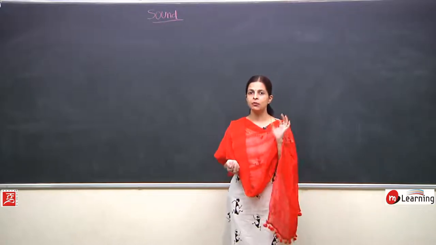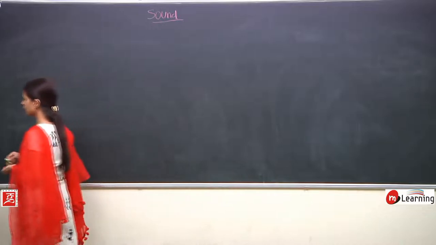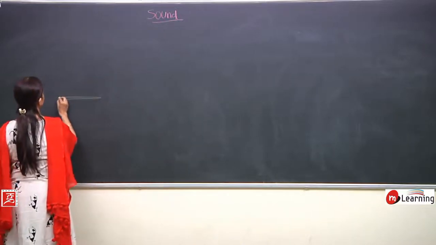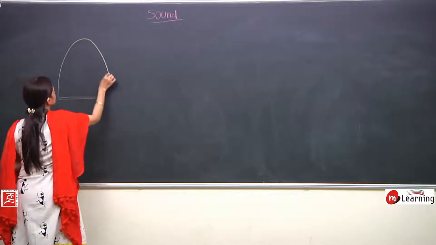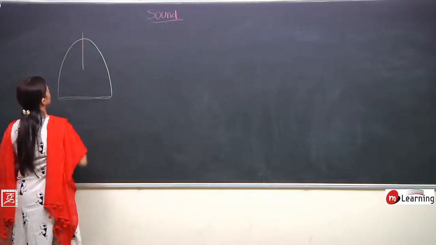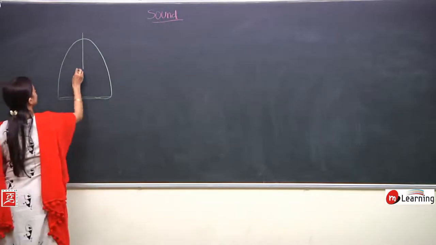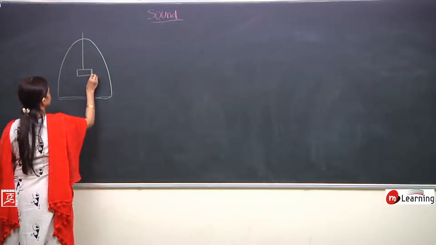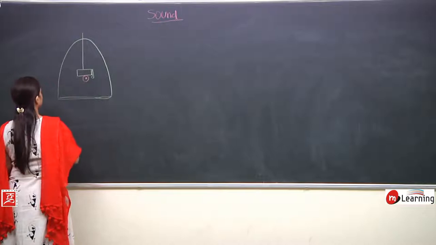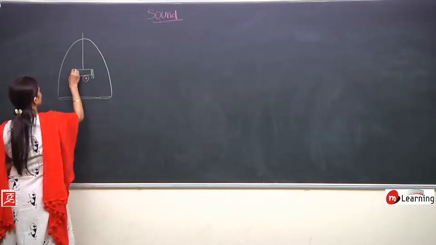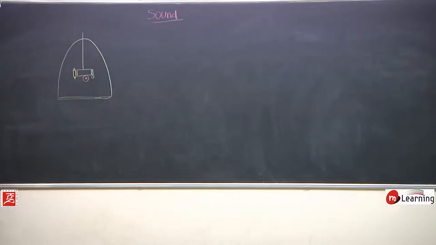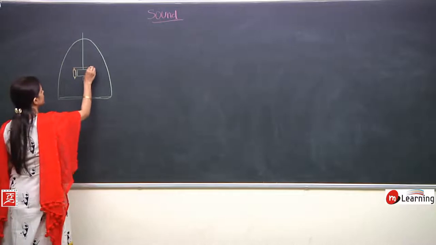For this experiment, what has to be done, children? What has to be taken? I'll draw this side. A bell jar has to be taken. Now this is a bell jar. From here we have to keep one bell. Now this is the gong, the thing where it is going to hit, and here we'll have one battery. I'm not drawing in detail, but just somehow. Now all connections are being made.